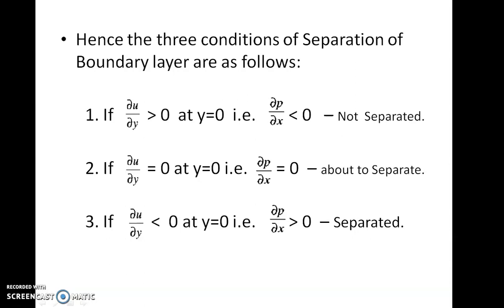Remember, if delta u by delta y is greater than 0, it is a favorable condition. If delta u by delta y is equal to 0, it is about to separate. And if delta u by delta y is negative or less than 0, then the boundary layer is going to separate. It is not a desirable condition, and it is called an adverse condition.